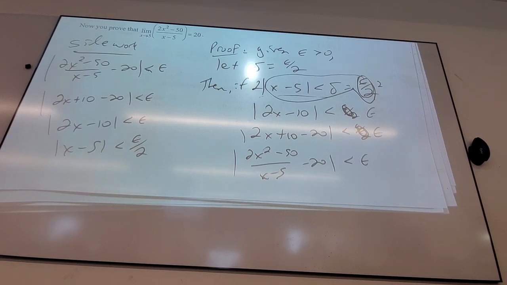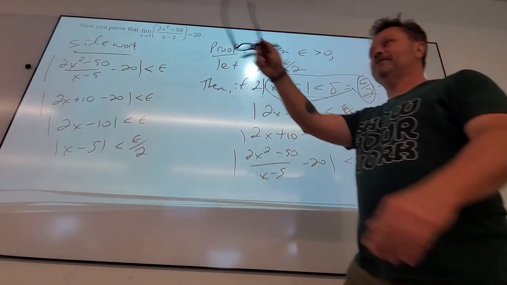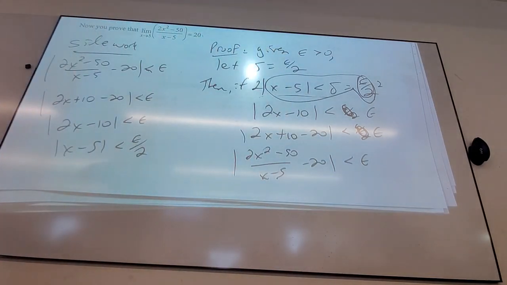Yes? So, once we do the math for the side work, we just write. Once you do the math for your side work, you're basically done. You just bring it down. Yes, but write a little bit of the proof. Given epsilon greater than 0, I let delta be this, and then you just basically write what you did backwards.